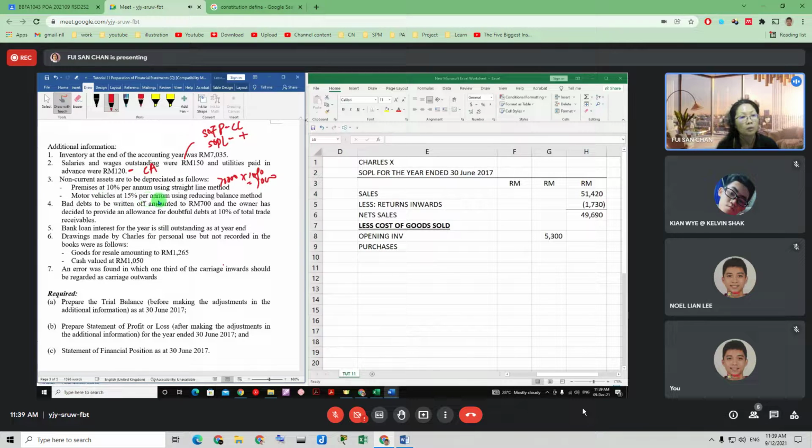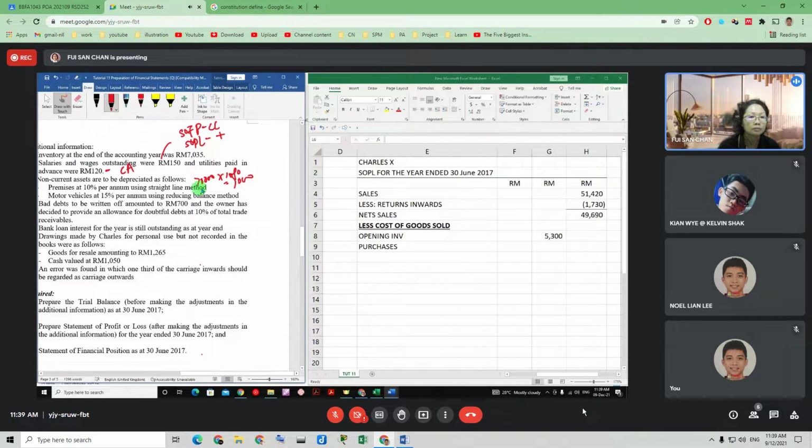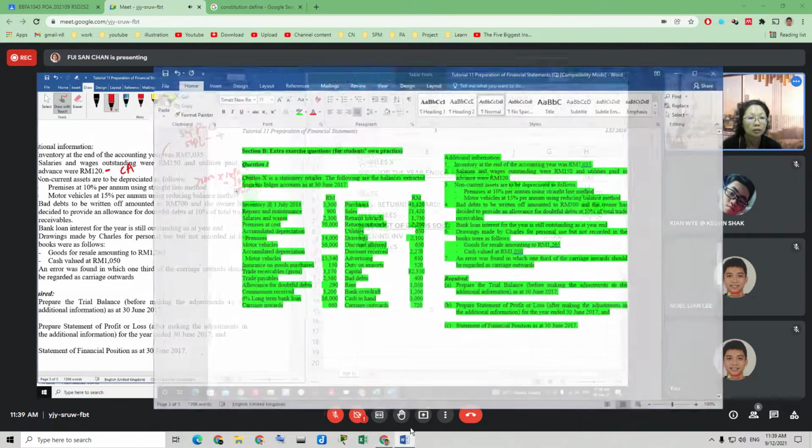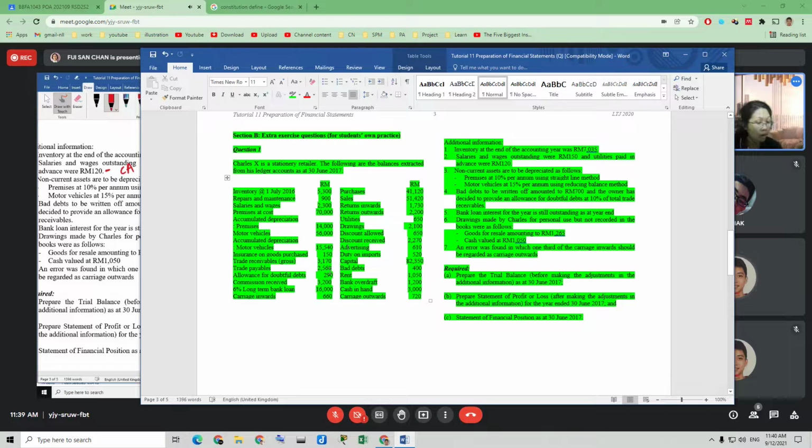Motor vehicle 15% per annum using reducing balance method. Okay, now motor vehicle will be slightly complicated because it say using reducing balance method. So meaning you need to know how much your cost, right? Motor vehicle cost is 56, correct? Okay, now, is there an accumulated depreciation? Motor vehicle accumulated depreciation. How much? 15,540.